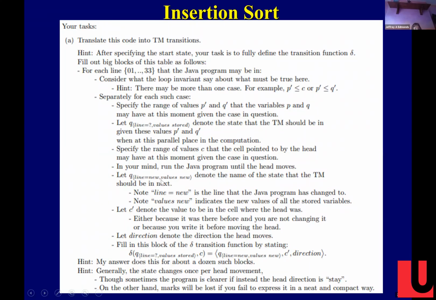But I'm not going to execute 13. So 12 is going to be executed because I moved the head. But now I'm about to execute line 13, right? So what state am I going to? I know line 13, and now tell me everything that's on the blackboard, right? And then what do we have? Then you just write down the transition function.